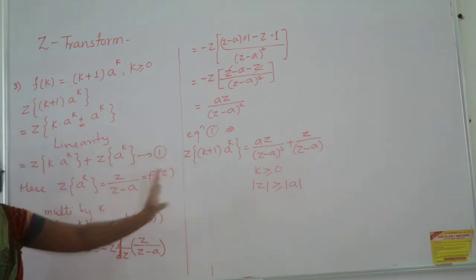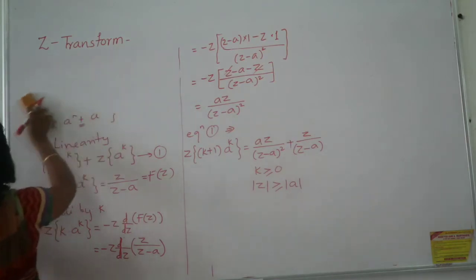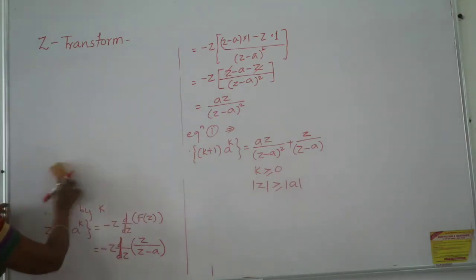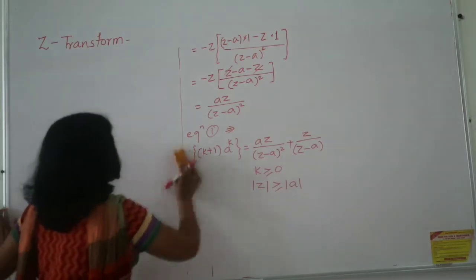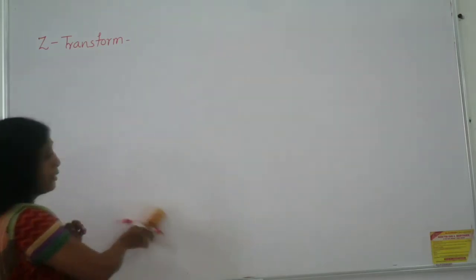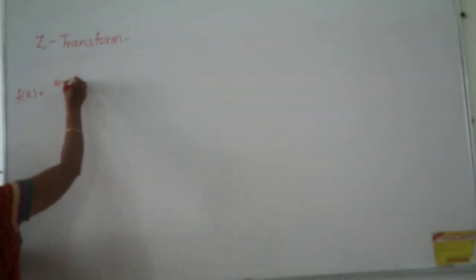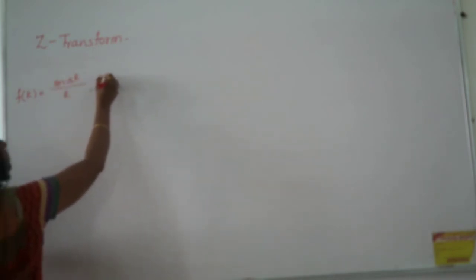So I have told you two different examples in that, and now let's finally go with the last example, another important property, but not so many examples are there for that. So that one is the division by k property, right? So for the division by k property, one example we will take. That is f of k is equal to sin ak divided by k, where k is greater than or equal to 0. This is the example we are going for.